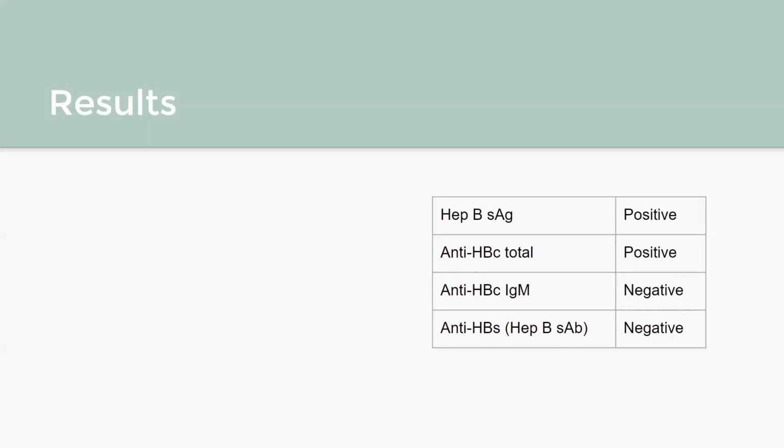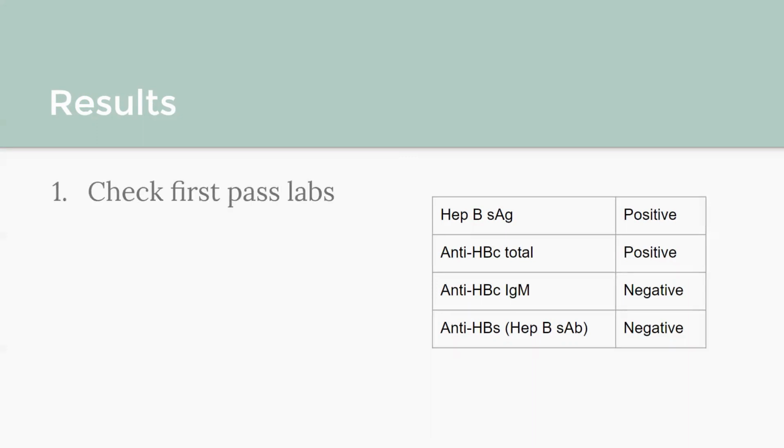On this first pass, I ordered the IgM, which again, plus or minus, you could do. Hepatitis B core IgM, which is the first pass of an acute infection, is negative. And then the last one is the surface antibody, which is the anti-HBs or the Hep B SAB. Sorry, that's so confusing, but those are the options. And again, this is all on the cheat sheet, so you don't have to memorize these right now. And that's negative.